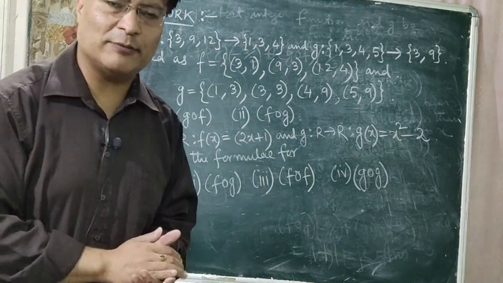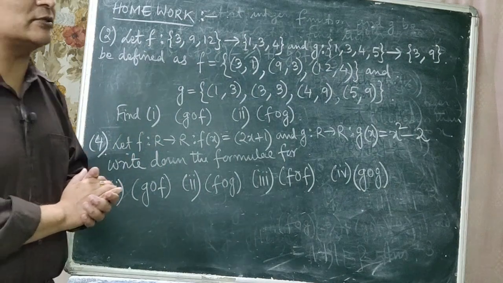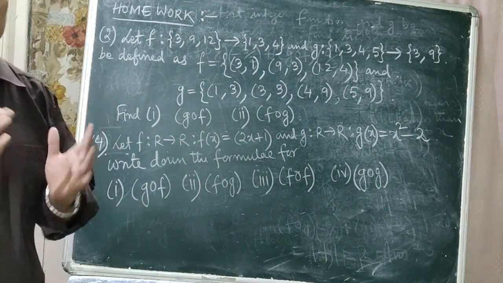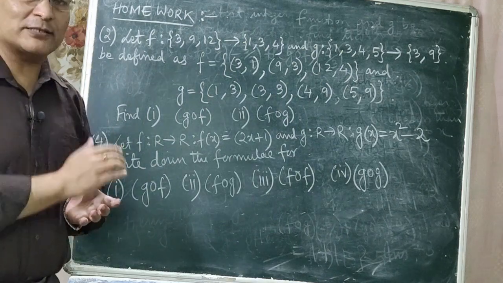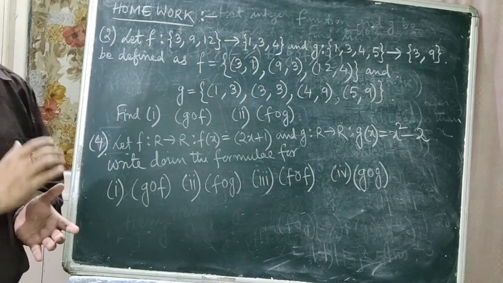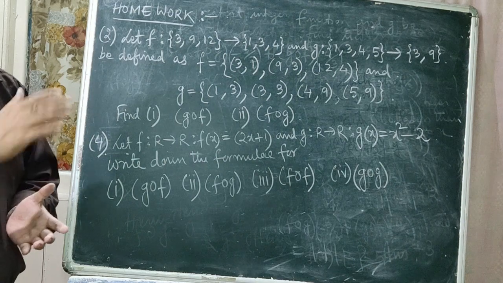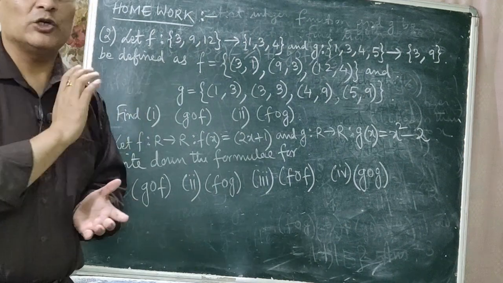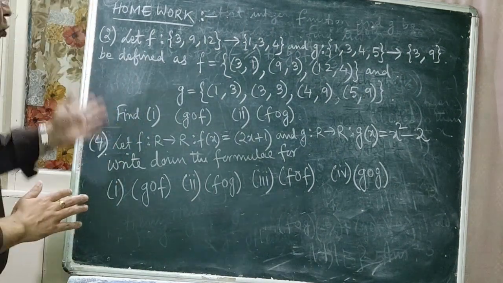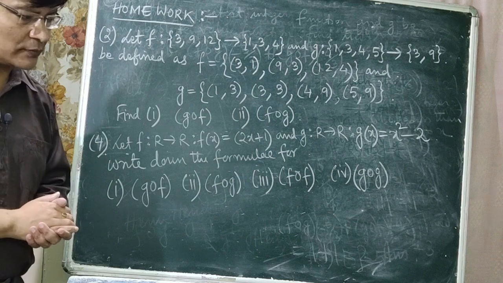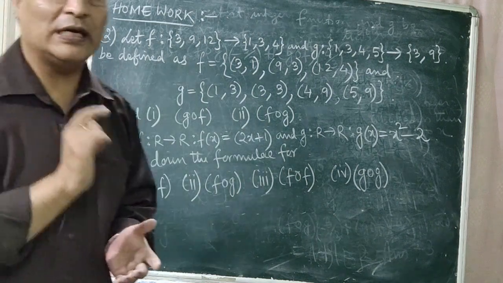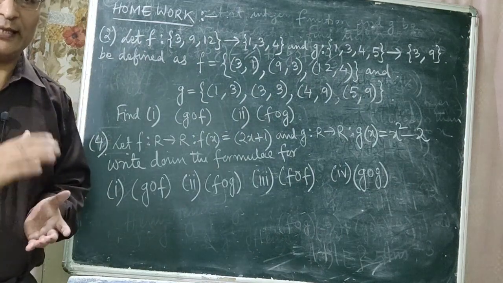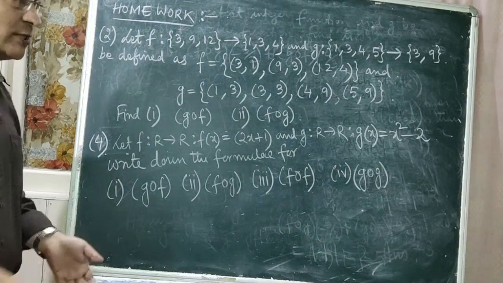So you should revise well at home. If you remember all the notations, such as gof and fog, and practice them well, then you can do very well in this composition of functions as well as in functions. Okay, so you must revise this at home and also do these two homework questions. Okay? So in the next class we will do invertible functions. Okay, so this much is for today.